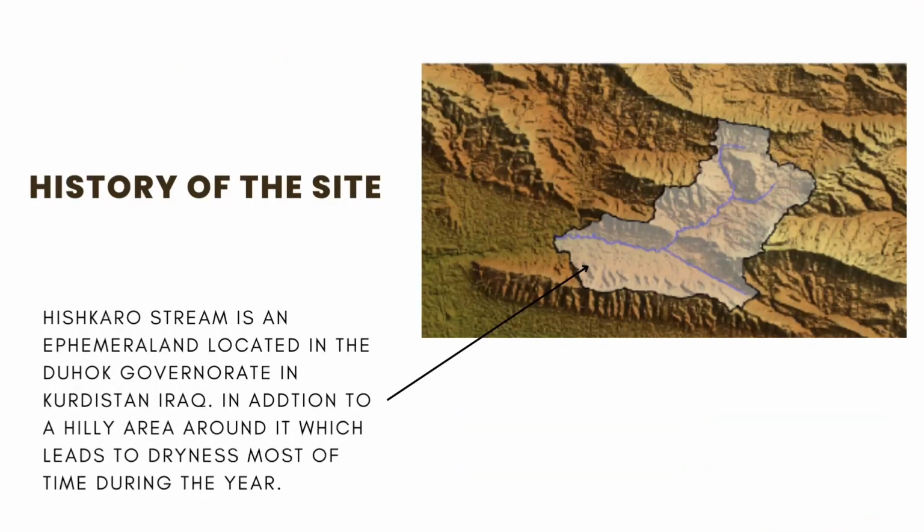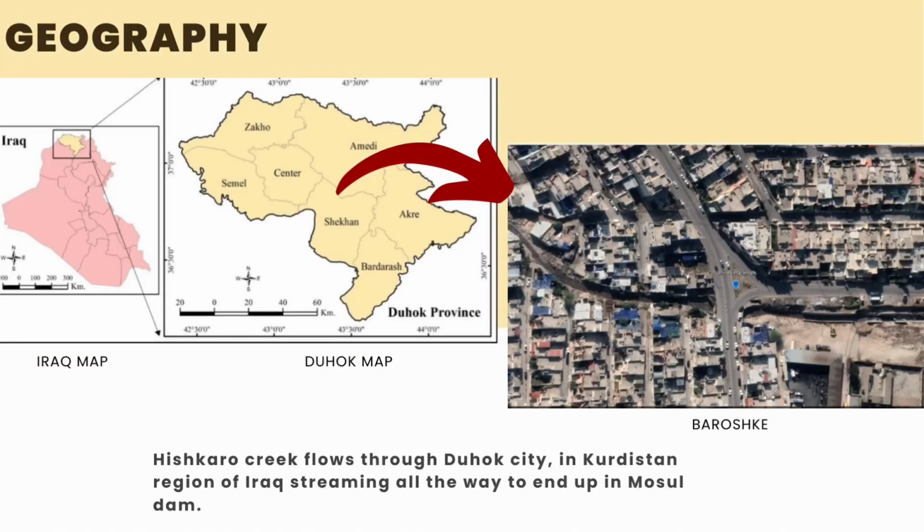Hishkaro is located in Duhok, Kurdistan region of Iraq, and it is surrounded by a hilly area which makes it dry most of the time of the year. Here is the geography of the Baroshke site.